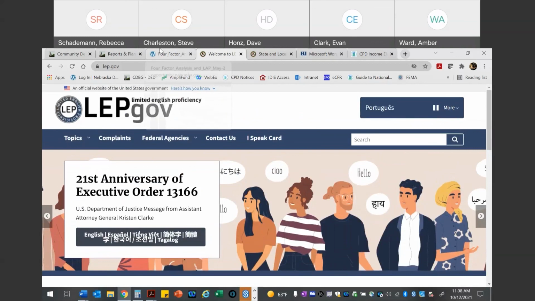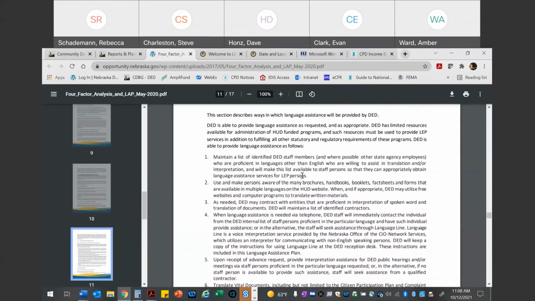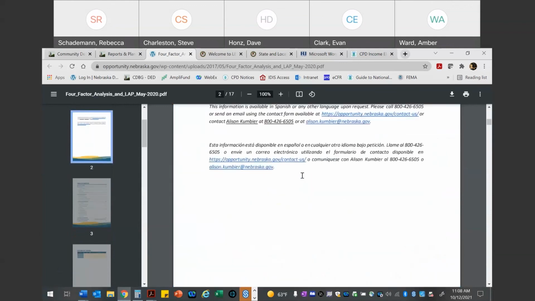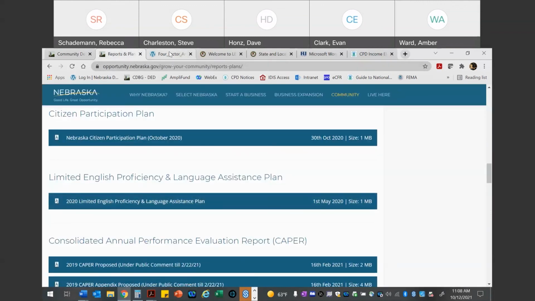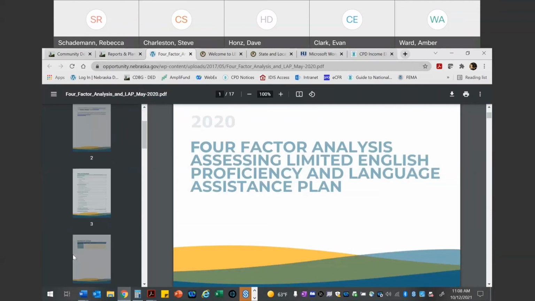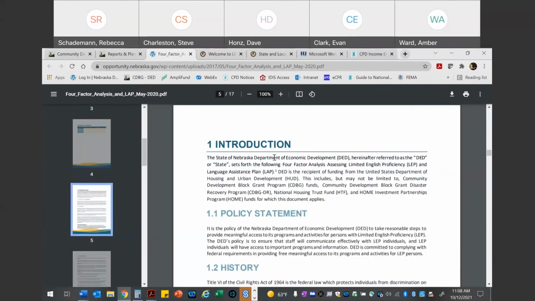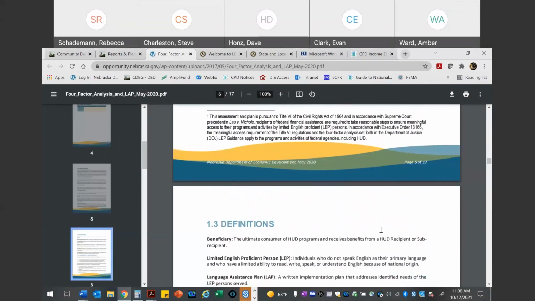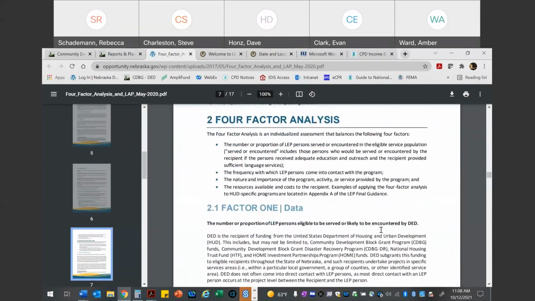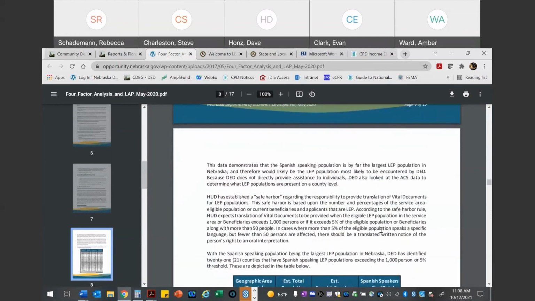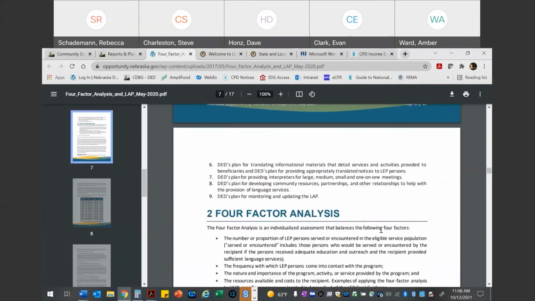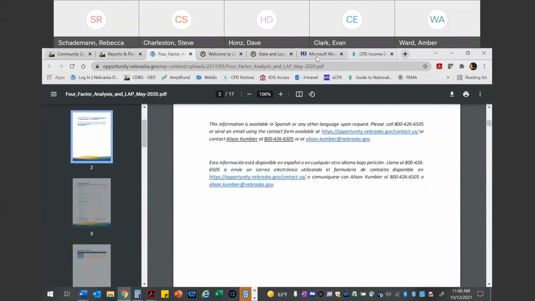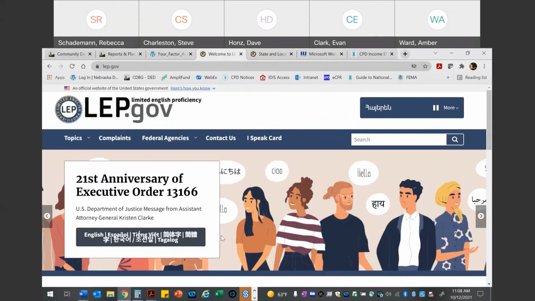We also, as a department, have to put together our own limited English proficiency 4-factor analysis. This is on our reports page, located right here. Feel free to take a look at it. We also have an introduction statement, history, breakdown, and then we talk about our 4-factor and the data. You can take a look at ours if you need assistance, and you can also take a look at lep.gov here.